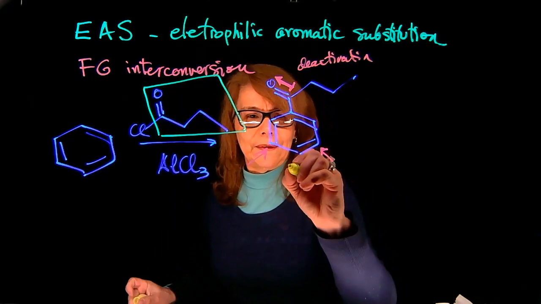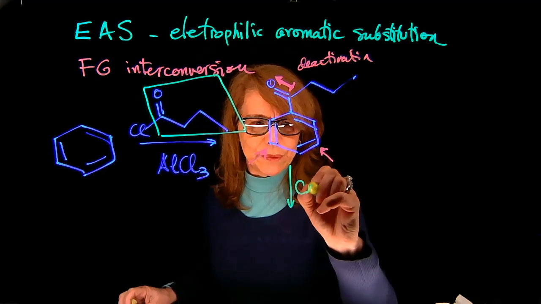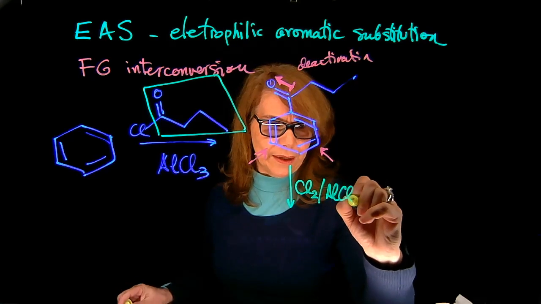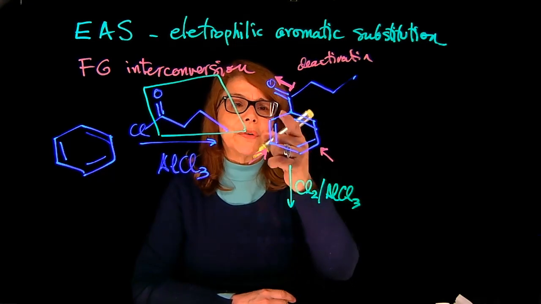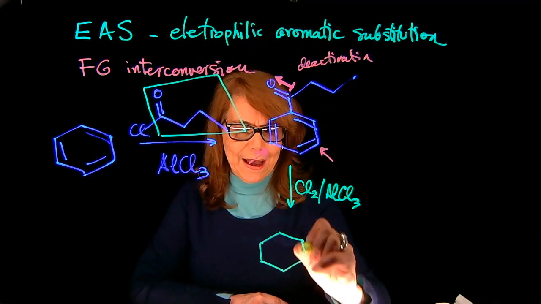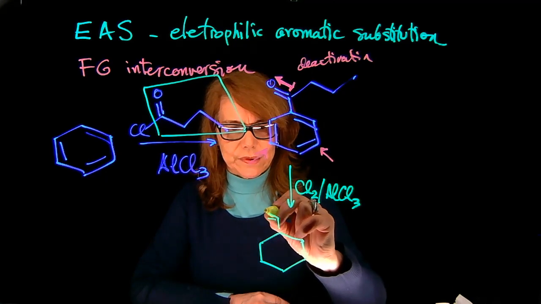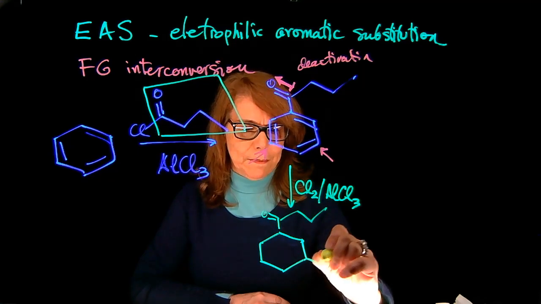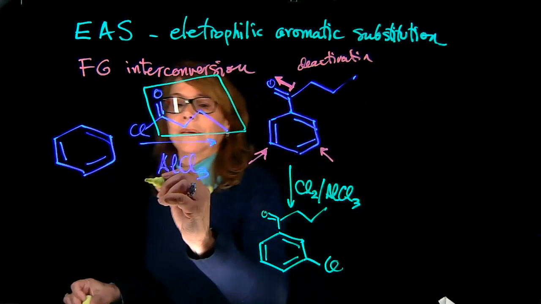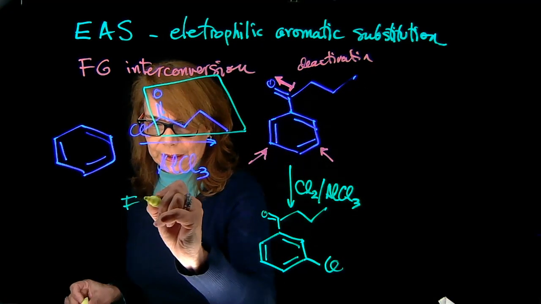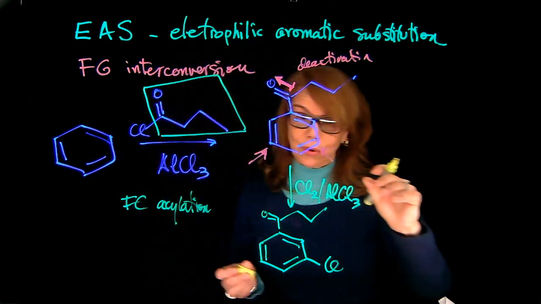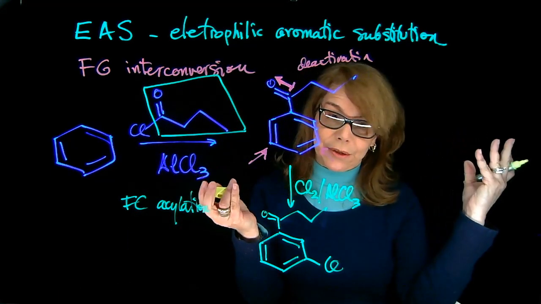But let's say that I'm performing, as I did in my previous example, a chlorination, so chlorine and aluminum trichloride as my Lewis acid. Now what's going to happen is the substitution at the meta position. So here's my product. But in many cases, we use the Friedel-Crafts acylation to install an alkyl group when there is a possibility of rearrangement.